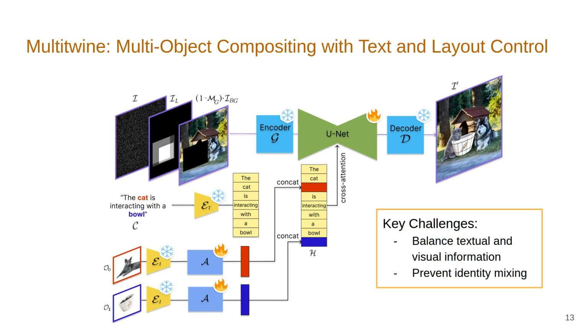This way of combining multimodal information leads to two main challenges. First, the balance of textual and visual information, and second, the prevention of identity mixing for the different composited objects. For ensuring a good balance between textual and visual information, allowing objects to repose and follow the text description without losing their identity traits, we added customization as an auxiliary task.